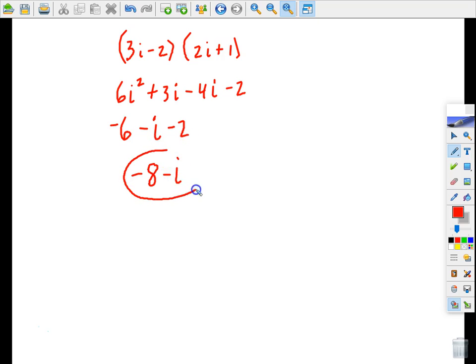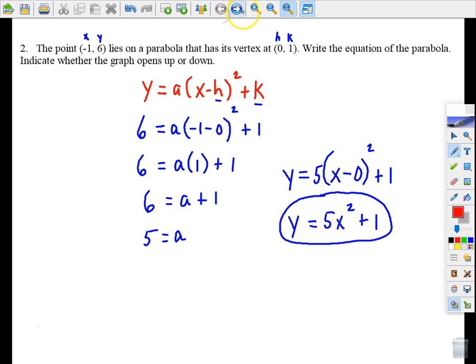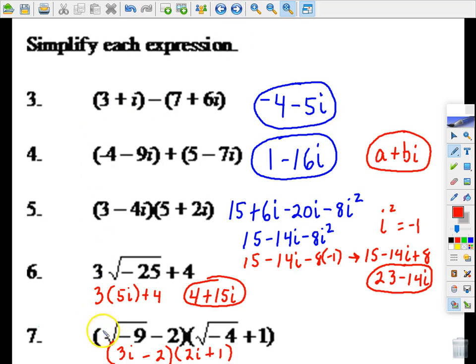So again, make sure your answer is in complex number form. Real number followed by imaginary number. All right, those are your answers for this little video covering problems 2 through 7 on your Chapter 5 test review.